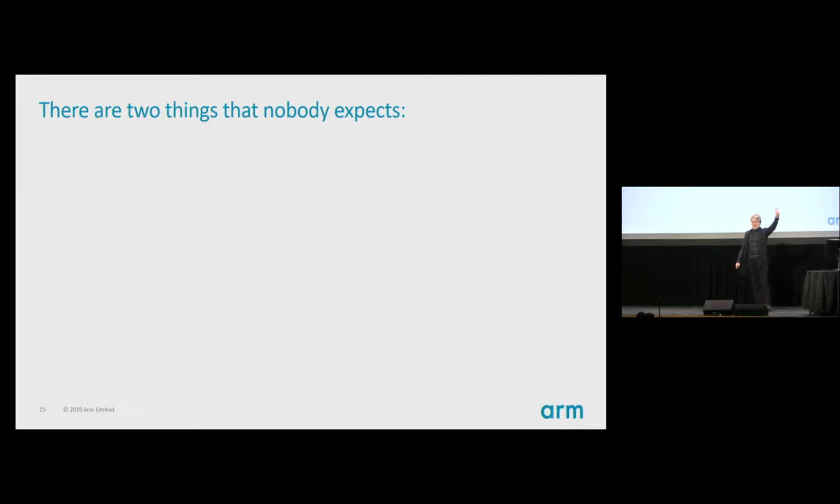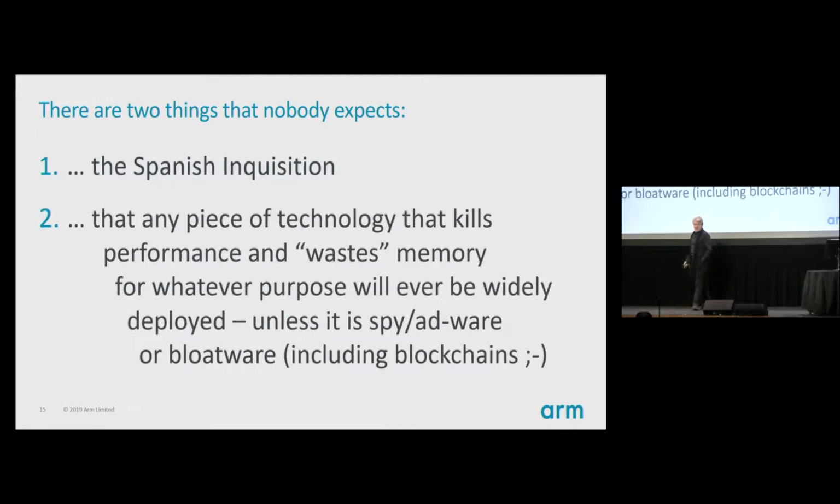Because there are two things that nobody expects. Which is the first one? Nobody expects the Spanish Inquisition. The second thing that nobody expects is that any piece of technology that kills performance and wastes memory or disk or whatever, for whatever purpose, will ever be widely deployed, unless it is, of course, some spyware, adware, or bloatware, including blockchains. I had a much harsher joke here, but legal at the company told me, no, don't call them what you're saying, use this word.